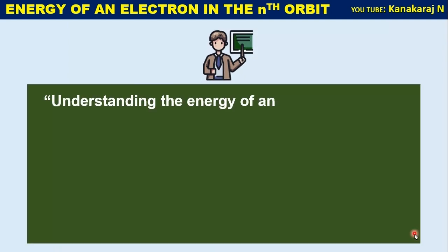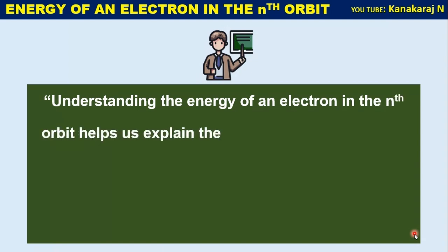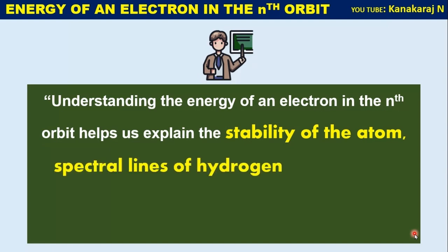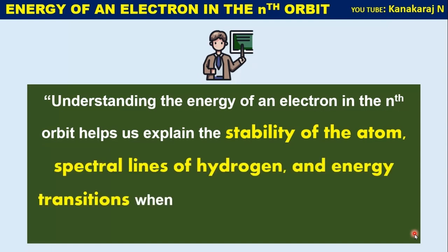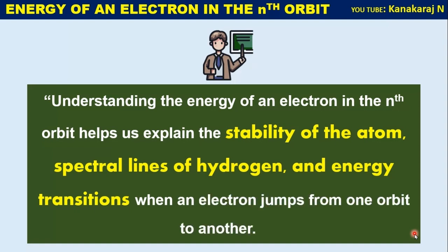Understanding the energy of an electron in the nth orbit helps us explain the stability of the atom, spectral lines of hydrogen, and energy transition when an electron jumps from one orbit to another.